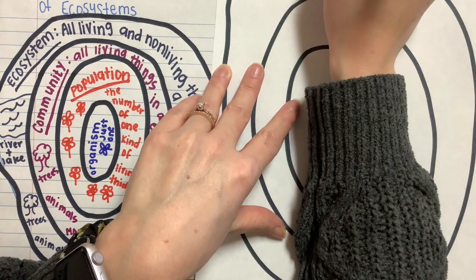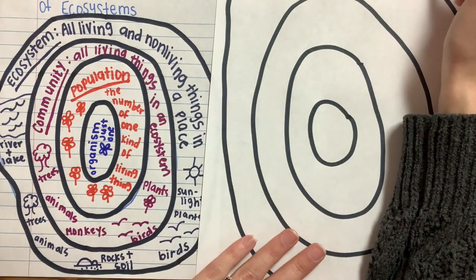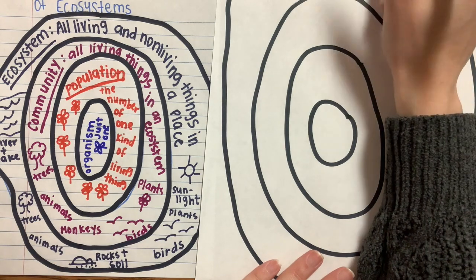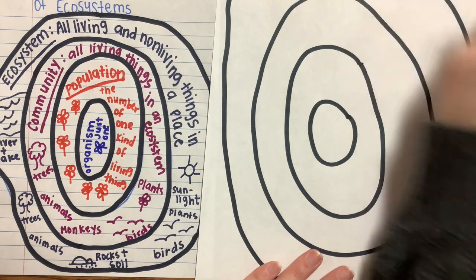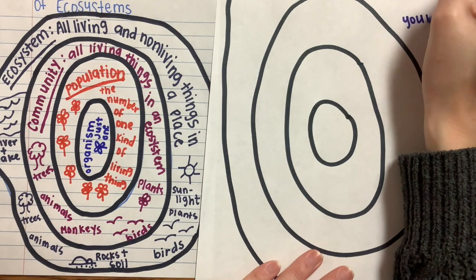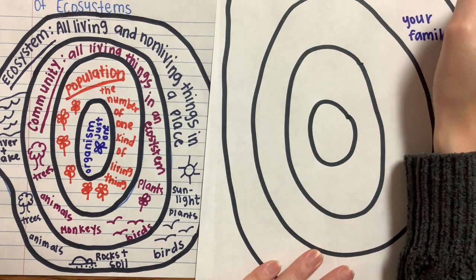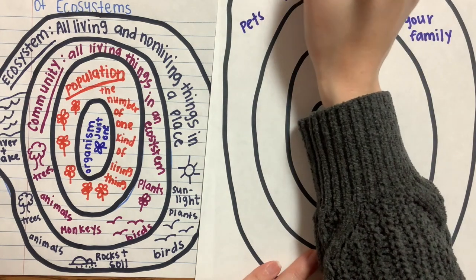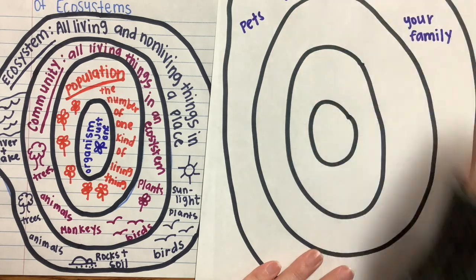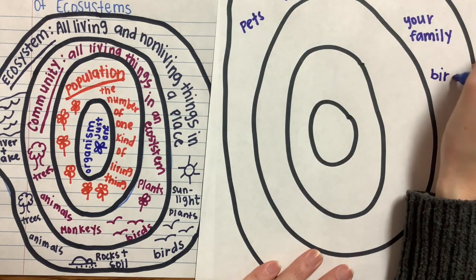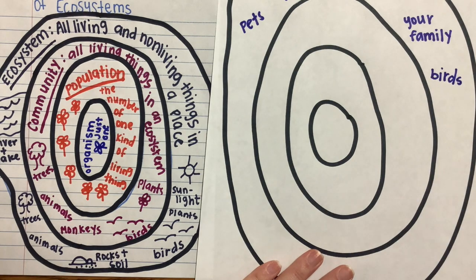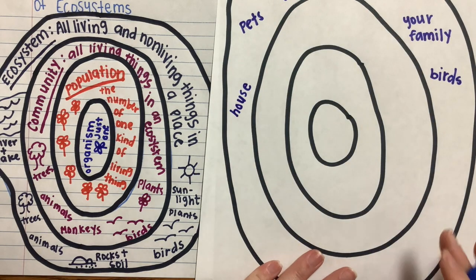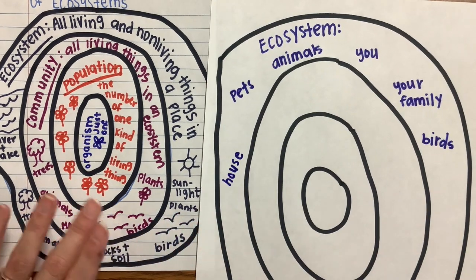Think about all the things where you live. All the living and non-living. So you have you, your family, maybe any pets or animals. Pets, animals that you might see outside. Maybe birds that you see outside. Your house is a part of your ecosystem, right? That's a non-living thing that you interact with. I'm sorry, I didn't realize you couldn't see that.